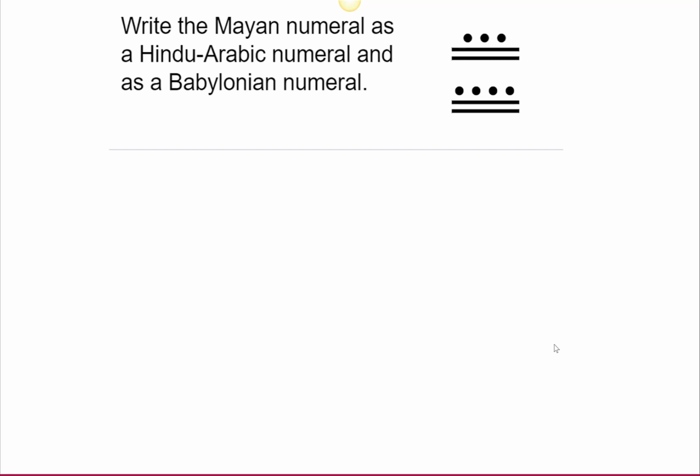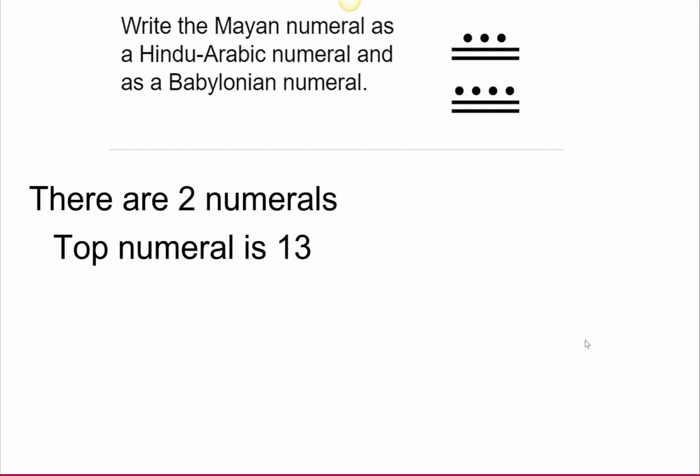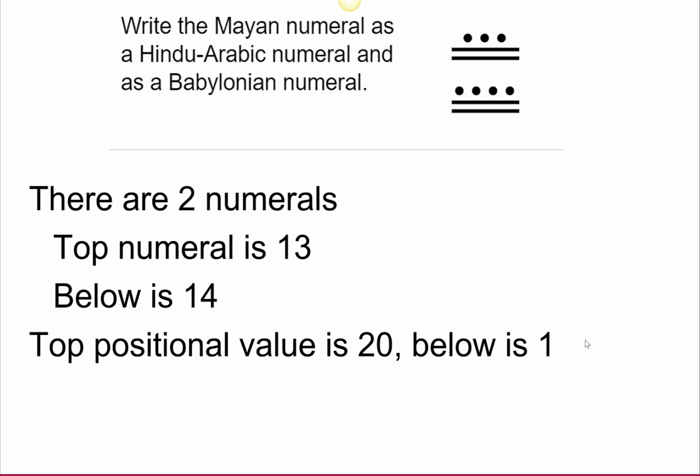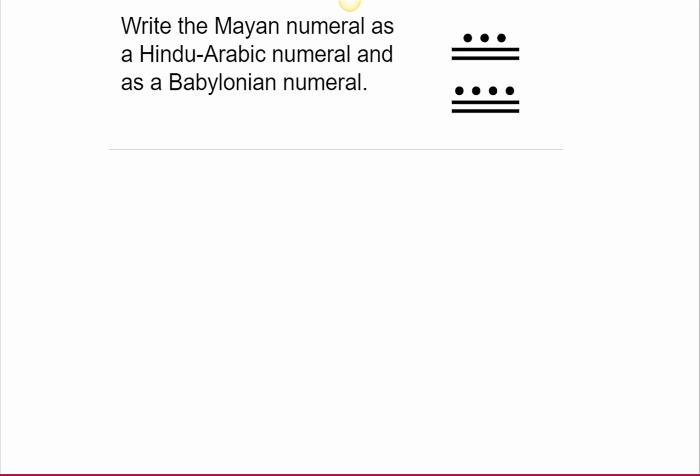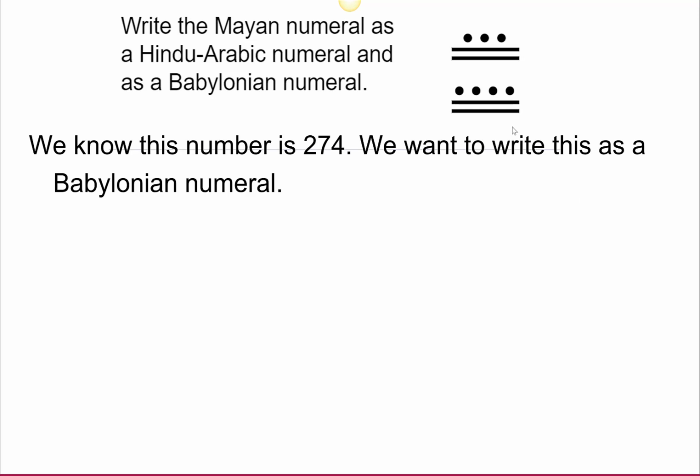Write the Mayan numeral as a Hindu-Arabic and then as a Babylonian. So we're going to do 2 exchanges here. So 2 numerals, 2 groups there. The top one is a 13 and the one below it is a 14. Top positional value is 20. The one below is 1. So we have 13 times 20 plus 14 times 1. We get 274. Now we know that this is 274.